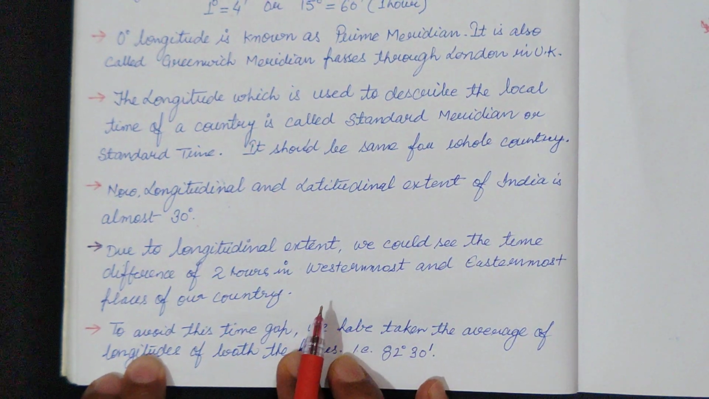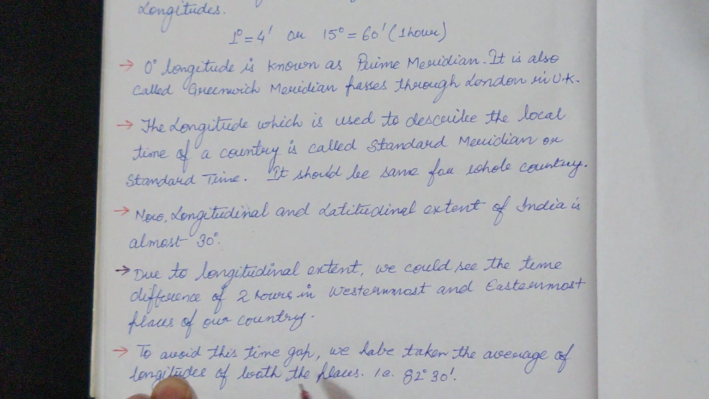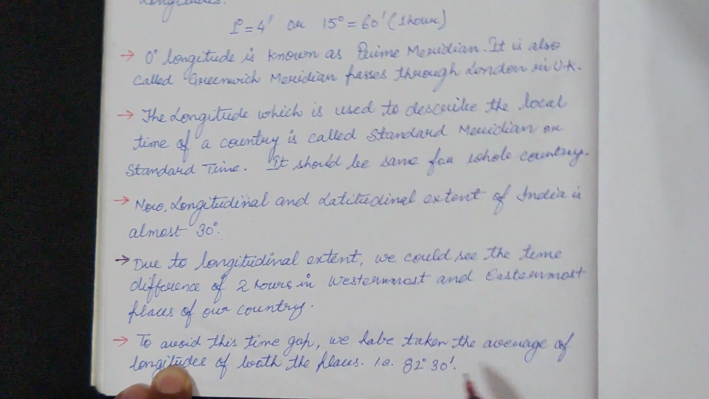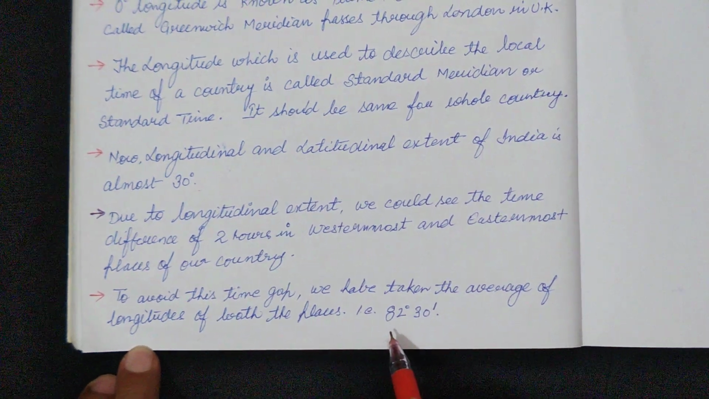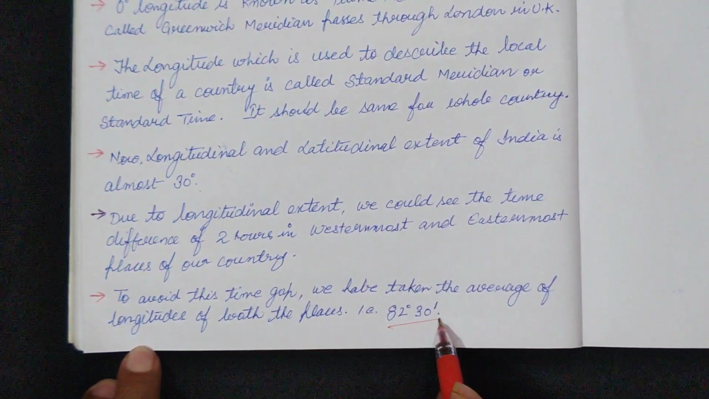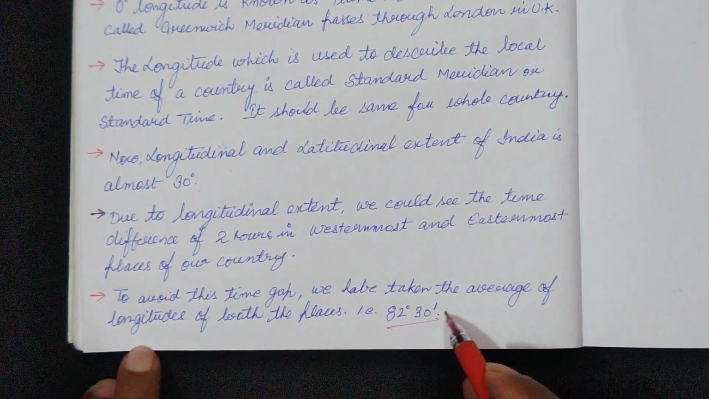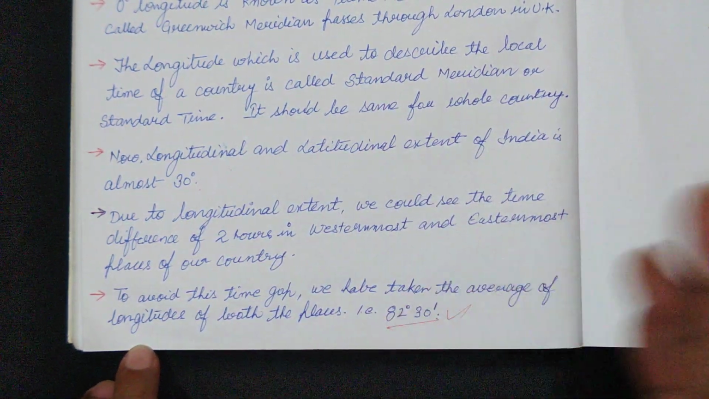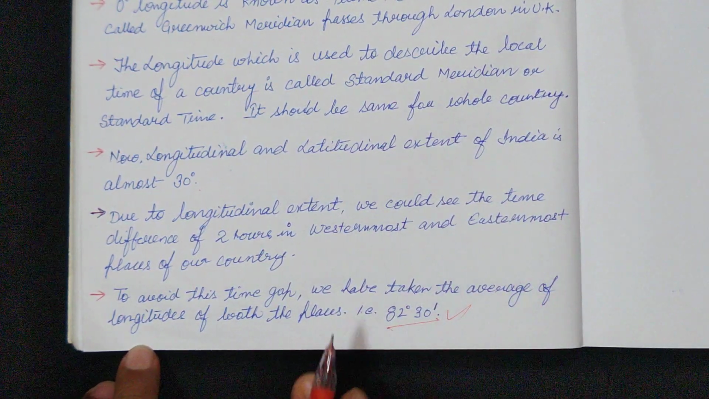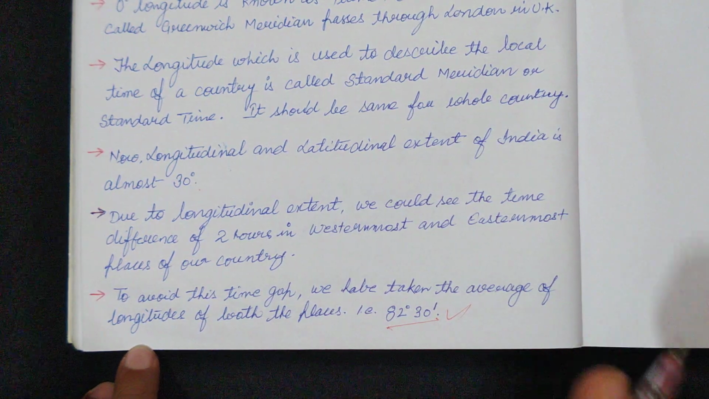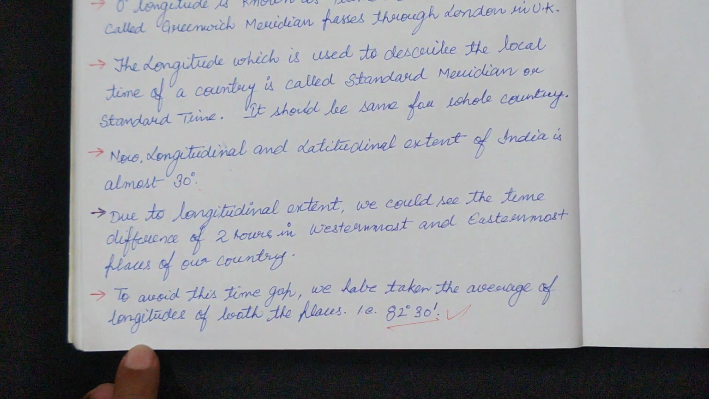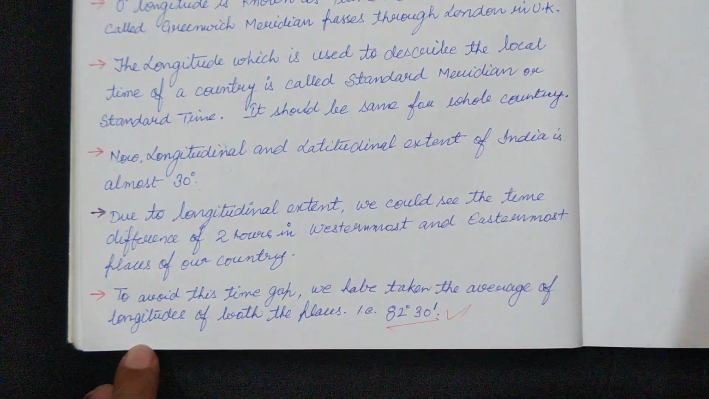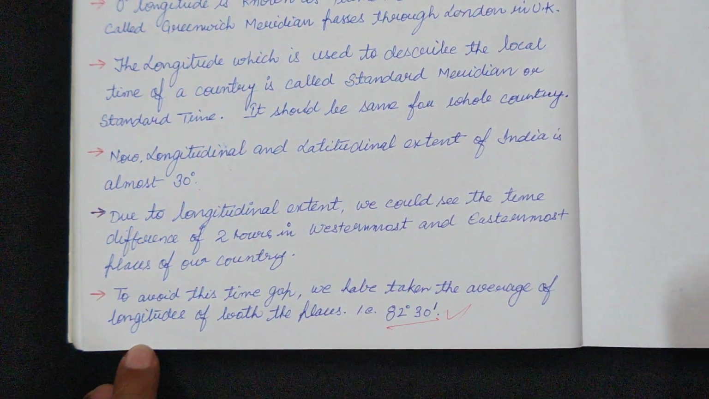Next important point, to avoid this time gap, we have taken the average of the longitude of both the places, that is 82 degrees 30 minutes. I have written all the points which I have already discussed with the figure. Please go through this, and I am 100% sure if you see this video sincerely, you will be able to understand the time zones across the world.